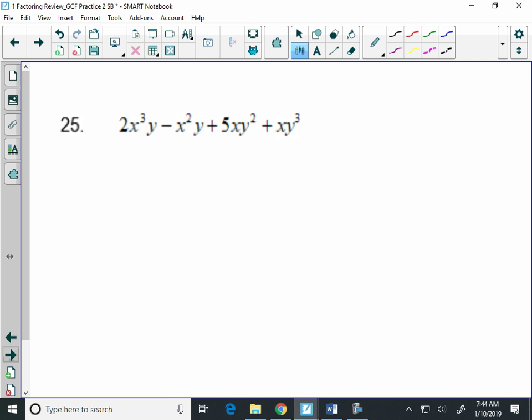Last one, the back. It looks really funky, but we'll check. Start with the numbers. I have a 2, a negative 1, a 5, and a positive 1. There's no number in common, so there's not going to be a number part of our GCF. So let's look at the letters. Let's look at the x's. I have x cubed, x squared, x, and x. They all have x's. The one with the smallest exponent is just plain x to the first. So we're going to make sure we divide x to the first out of every term.